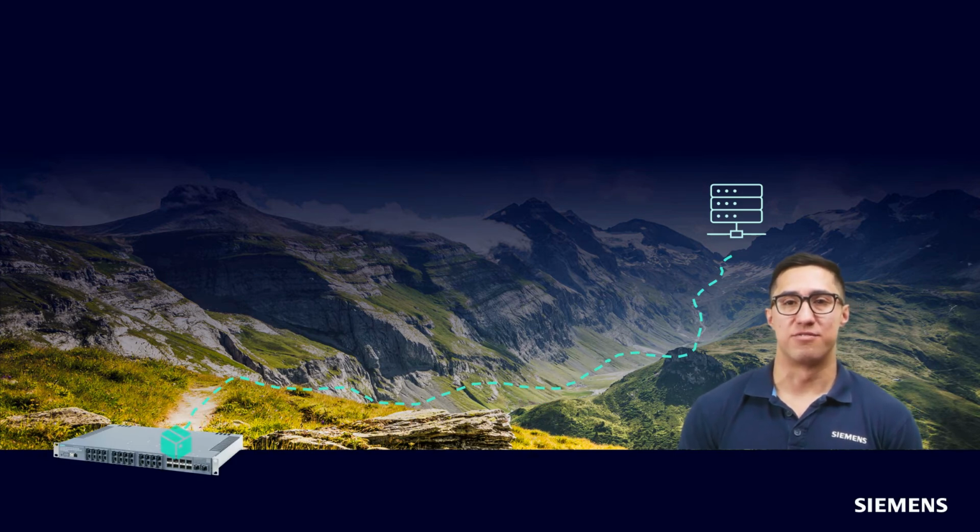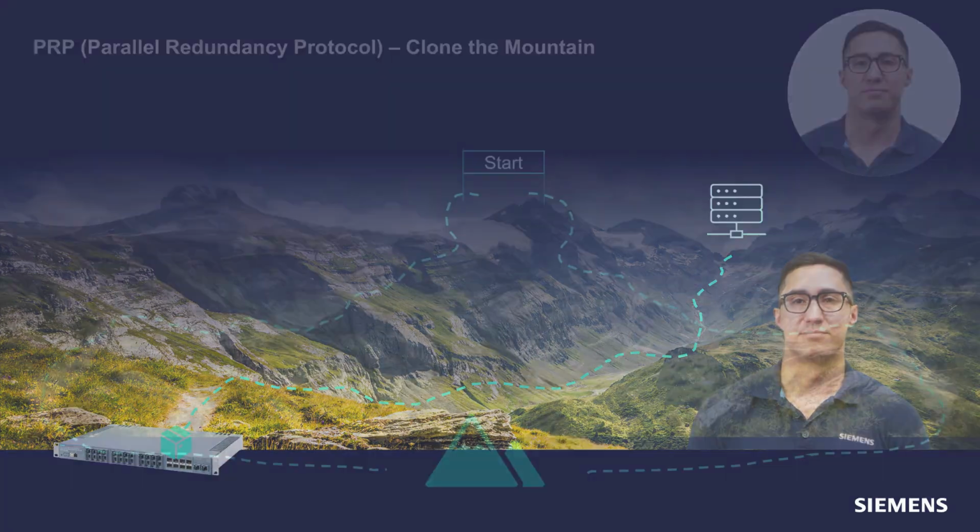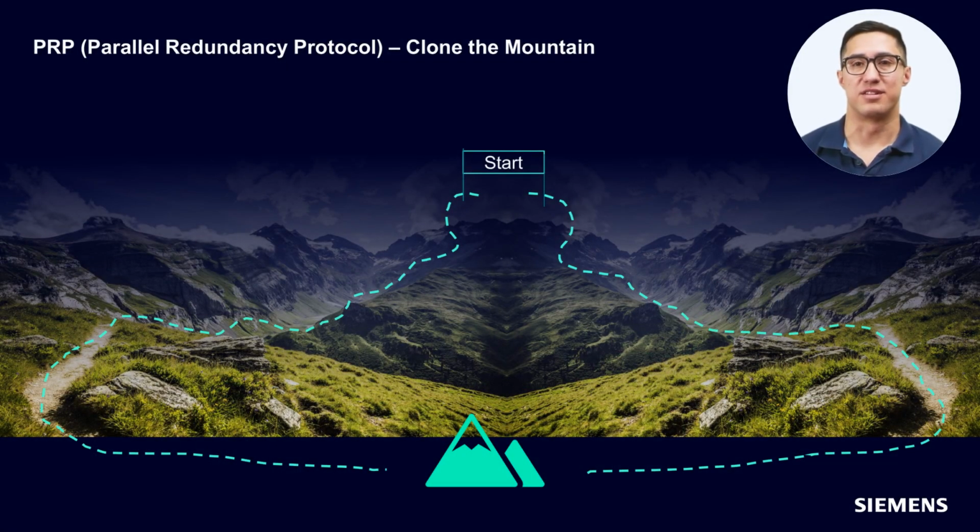Now let's examine our first redundancy mechanism. Imagine the climber can clone himself and the mountain. If one path is blocked, the clone takes another path and reaches the top.